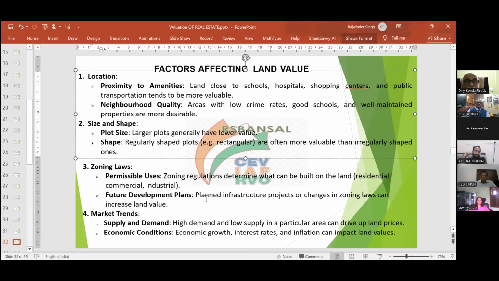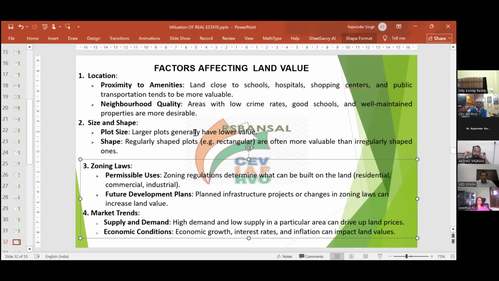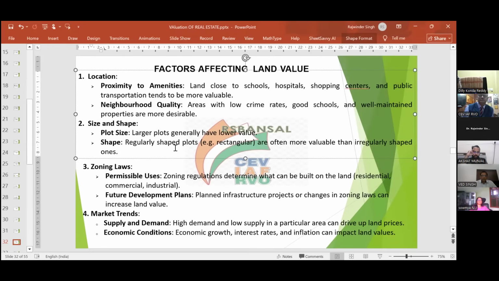Then size and shape. Larger plots generally have higher value. And shape, regularly shaped plots, for example, regular rectangular plots will be more valuable than the irregular shaped plots. Then zoning laws. Zoning laws means what is a permissible use in a particular locality.